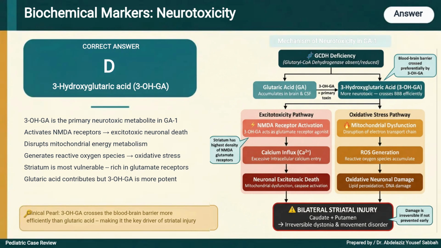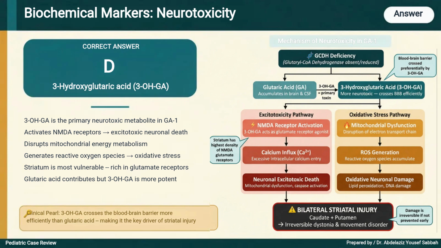This is the primary neurotoxic metabolite in glutaric acidemia type 1. It activates N-methyl-D-aspartate receptors, causing excitotoxic neuronal death. It also disrupts mitochondrial energy metabolism and generates reactive oxygen species, leading to oxidative stress. The striatum is most vulnerable because it is rich in glutamate receptors.